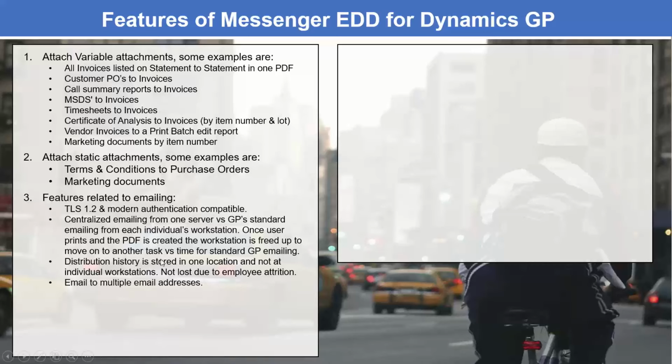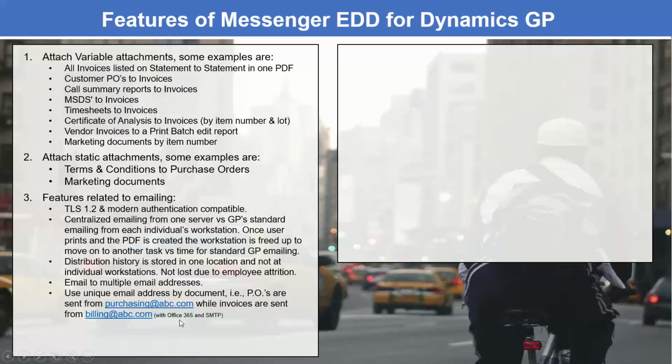We could email to multiple email addresses. If you're using Office 365 or SMTP, you could actually use a unique email address for each document. So invoices come from one email address while purchase orders come from another. Customers love this last feature on the left. Let's say you have a batch of 100 invoices and 10 of those invoices are for one customer. Messenger could be configured to send out one email with one attachment, and in that one attachment are the 10 invoices. Now, let's say you have another customer that needs to feed a document management system, and they need to have one invoice per email. You actually can control that setting at the customer level.